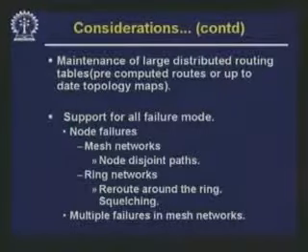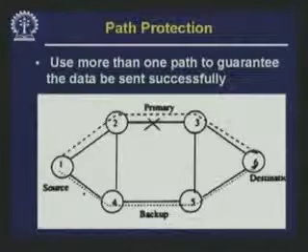Other important considerations are maintenance of large distributed routing tables, that is pre-computed routes or up to date topology maps. You have to maintain this dynamically, because a network is a very dynamic thing, as links come up or go down, or nodes come up or go down, this may have to be recomputed and stored in a distributed fashion. And then of course, we would like to have support for all failure modes, node failures for mesh networks, for ring networks, or of course link failures.